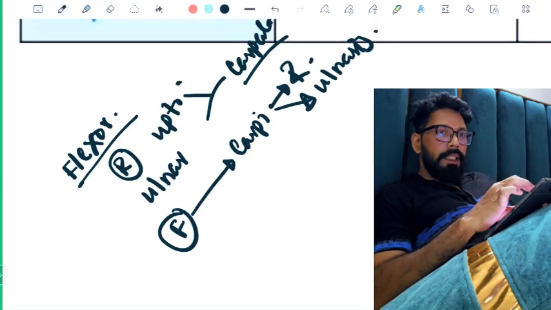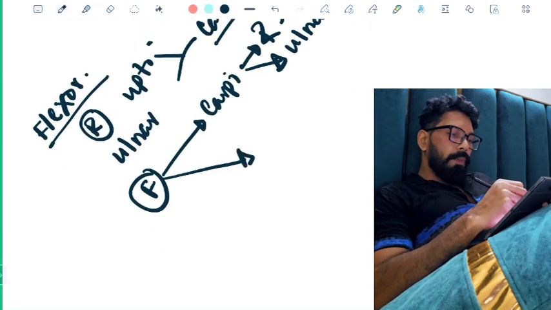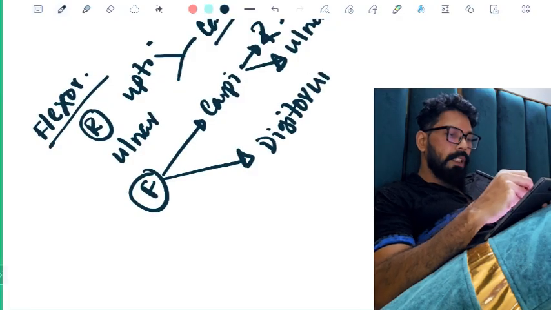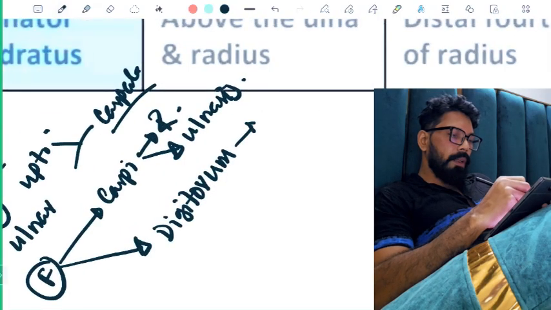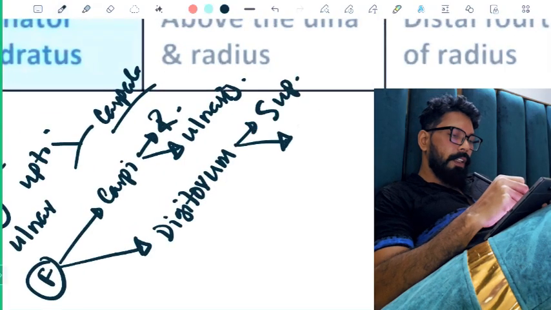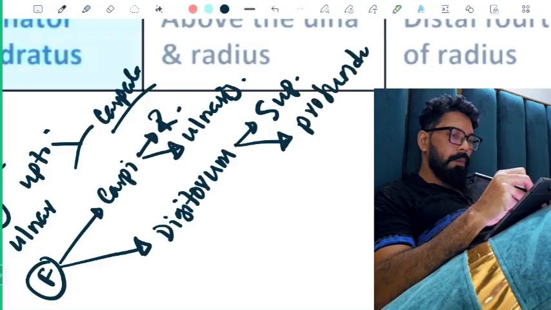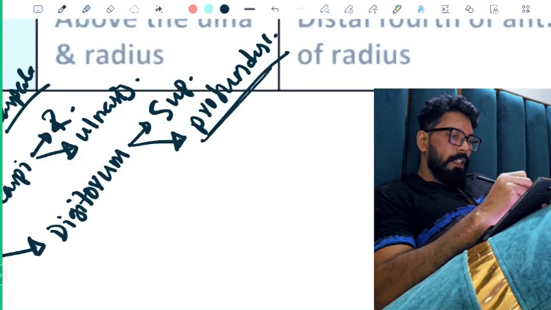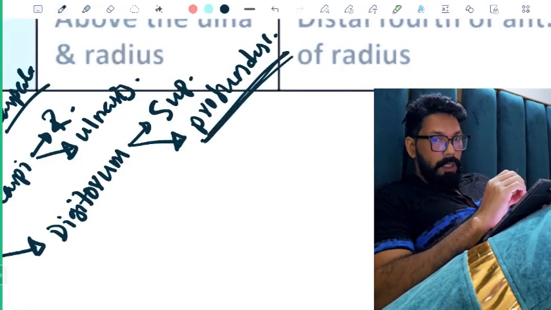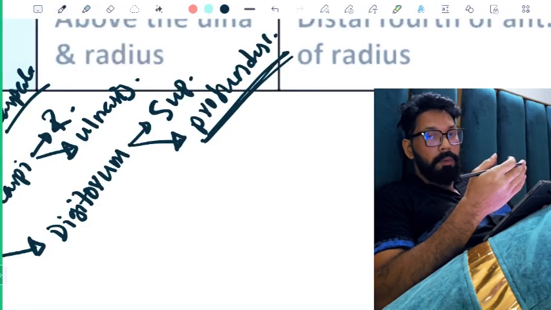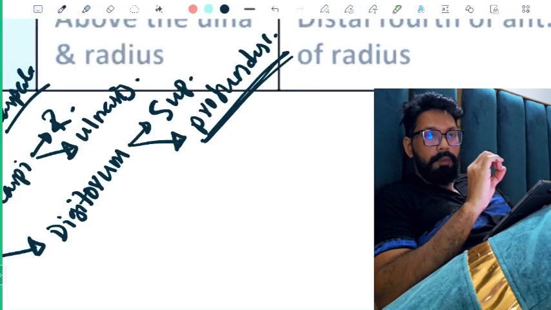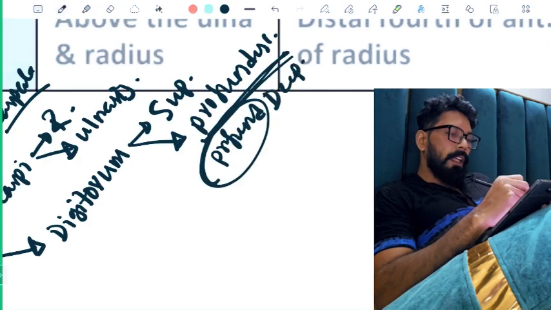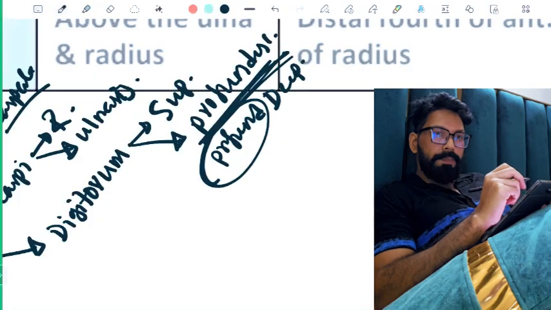Then we have flexors up to the digits. So they will be named flexor digitorum superficialis, flexor digitorum profundus. Remember what I said: let's say Confucius, let's say Socrates, what did they do? They said very deep words and we call it profound. So profound means deep simply. So flexor digitorum profundus, flexor digitorum superficialis.